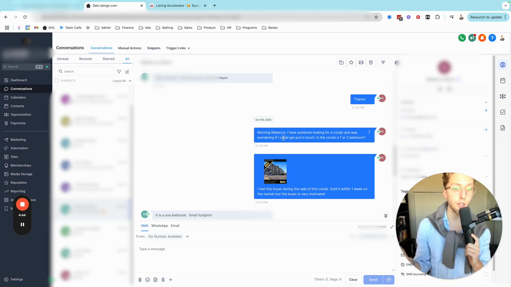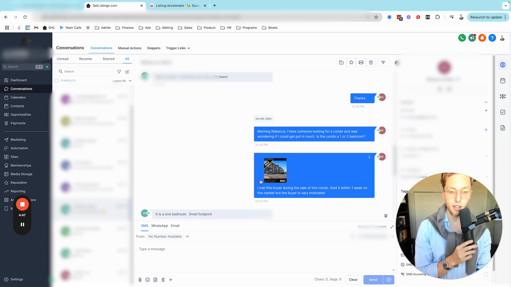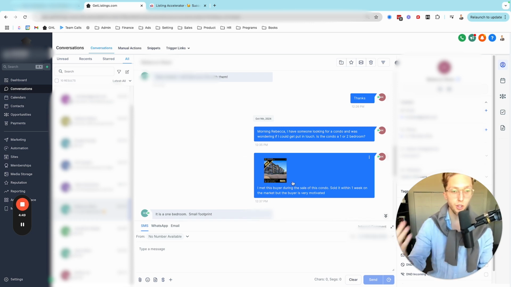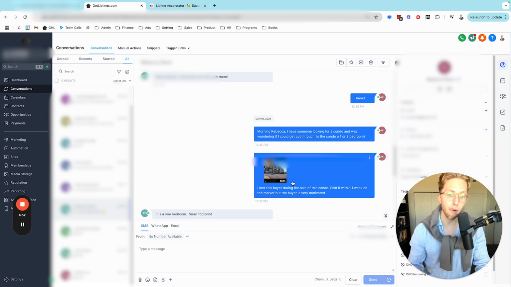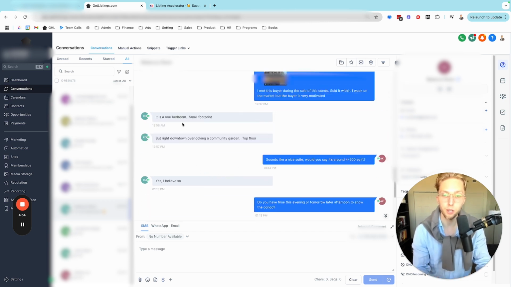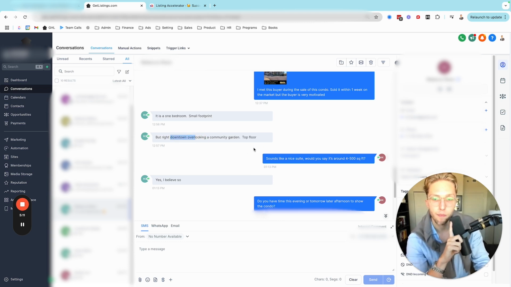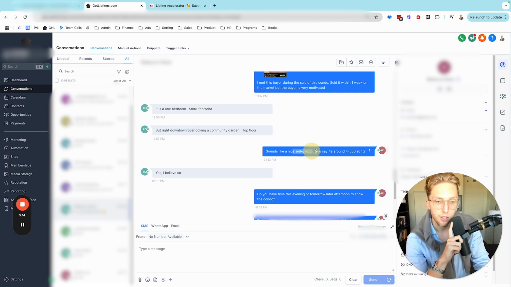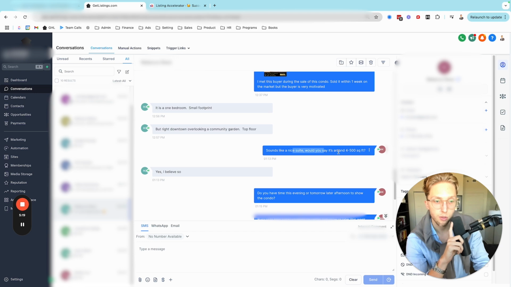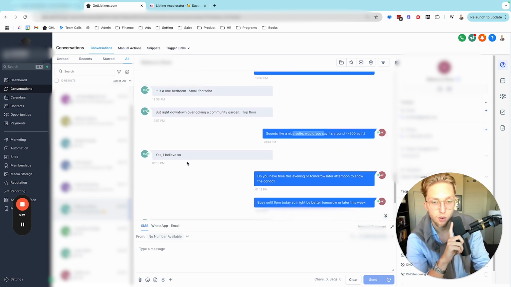Is the condo 1 or 2 bedroom? Okay, and I met this buyer doing the sale of this condo, sold within a week on the market, but the buyer is very motivated. Okay, it is a 1 bedroom, small footprint, but right downtown overlooking a community garden, top floor. Okay, top floor. So I was like, okay, even though it's a 1 bedroom, and downtown, it could be a very good sell price. Sounds like a nice suite. Would you say it's around 400 to 500 square feet? Yeah, I believe so. Okay.